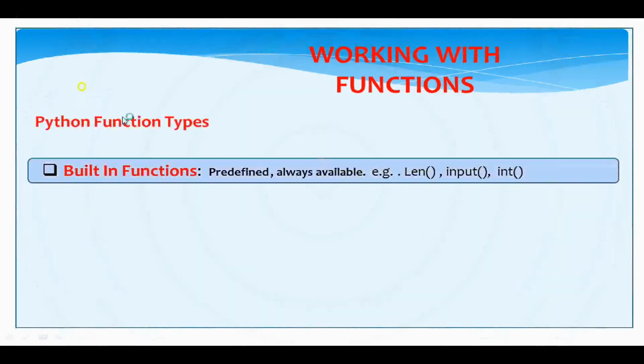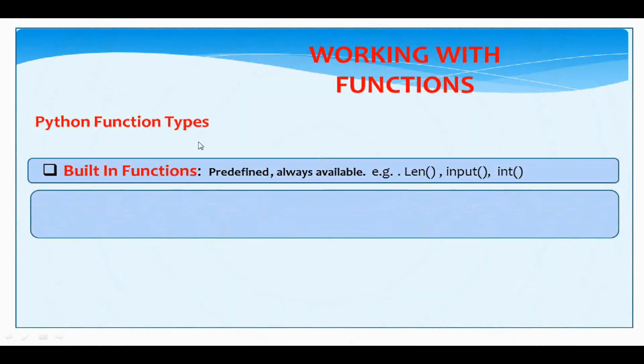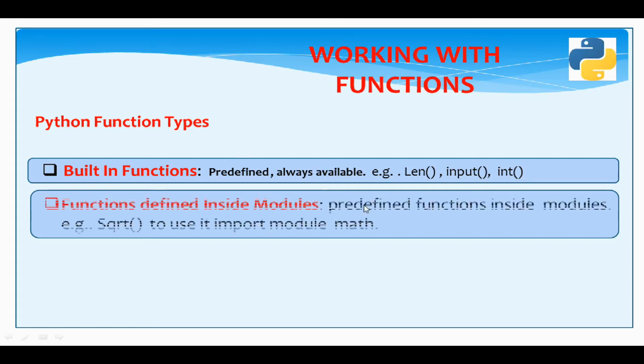If we talk about the different types of functions in Python, then we have three main categories. The first is built-in functions. These are already predefined and always available in the standard library. Examples are len, input and int. The second category of functions are defined inside modules.